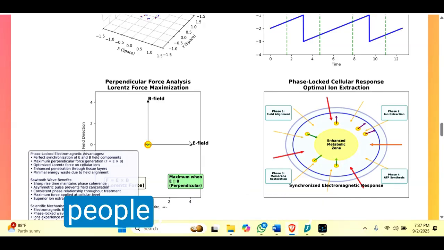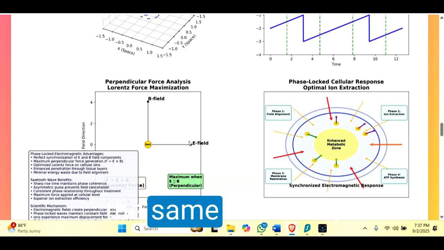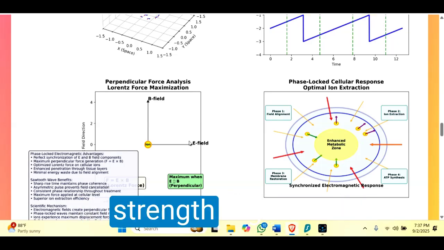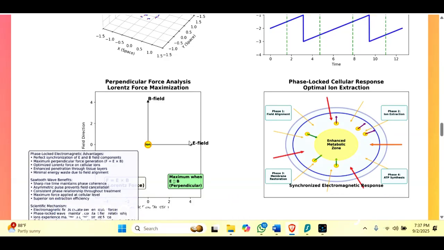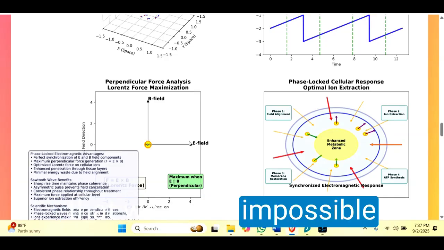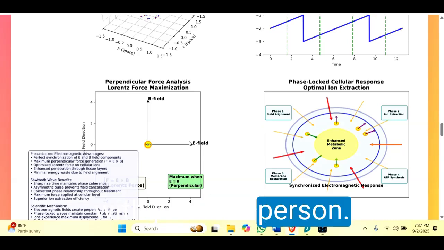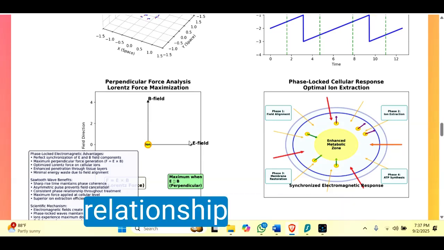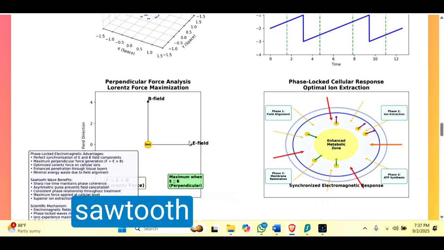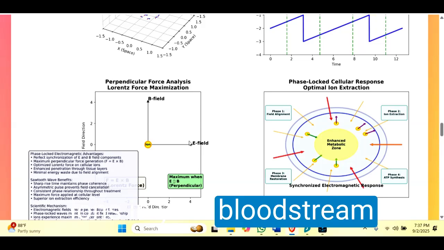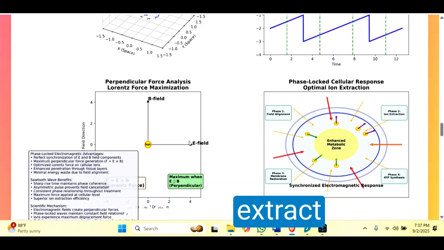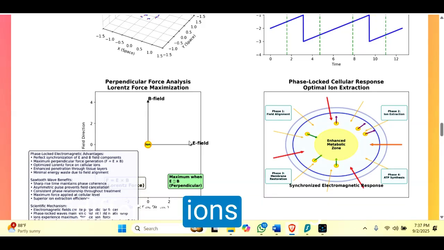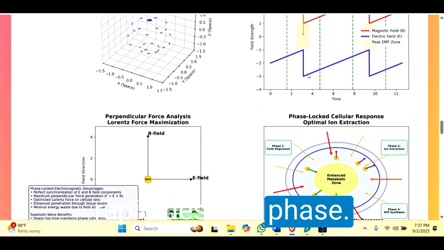It's like having two people push a heavy box. If they both push from the same direction, they're adding their strength together. But if they push from perpendicular angles, they can move the box in ways that would be impossible with just one person. This perpendicular relationship allows the sawtooth pulse to move ions in your bloodstream in one direction during the rise phase, and then extract different ions during the rapid descent phase.